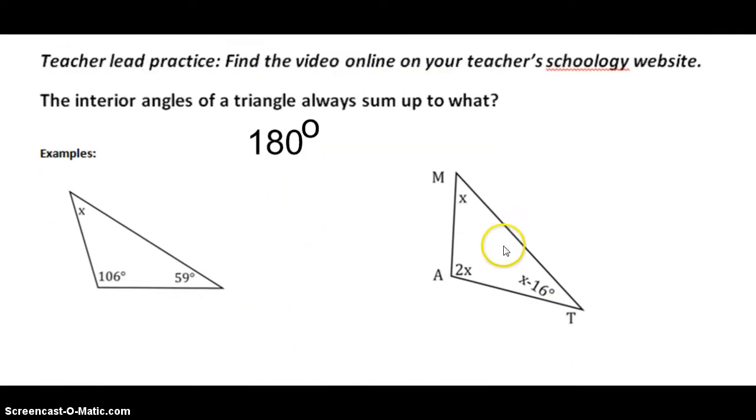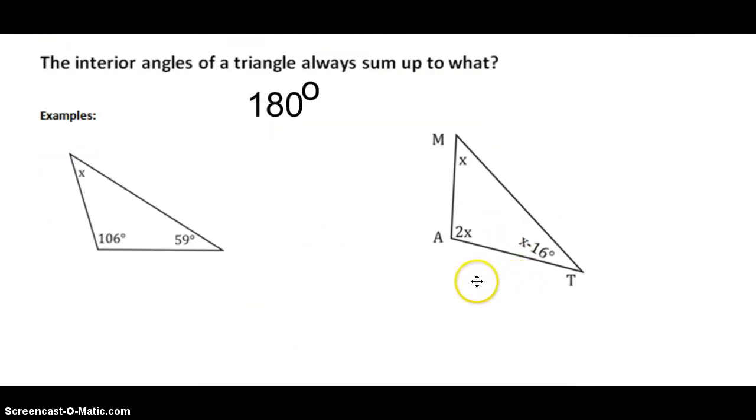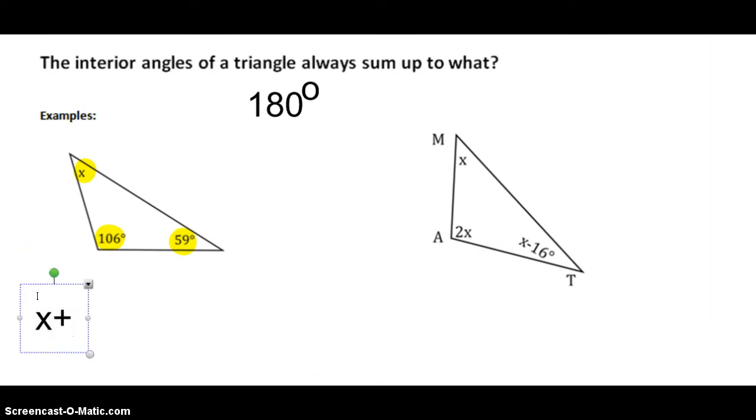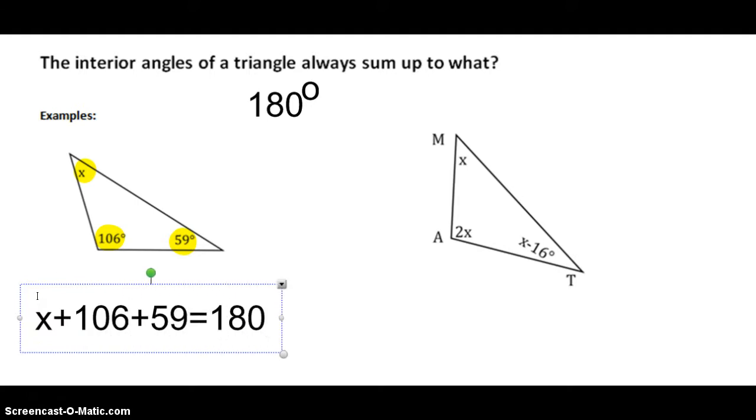So we can take a look at these first two examples. We need to find the equal sign. And so I see that I have three interior angles, 1, 2, and 3. I can add these together and set them equal to 180 degrees. So I'll go ahead and start writing my equation. It'll be x plus 106 plus 59 is equal to 180.